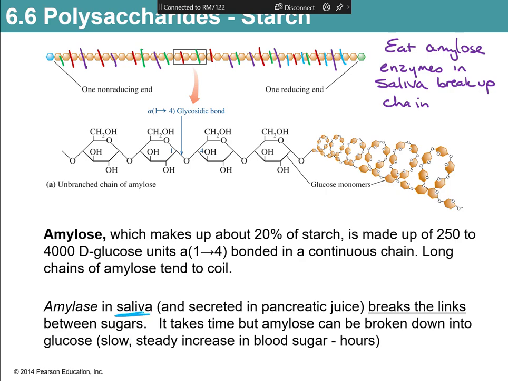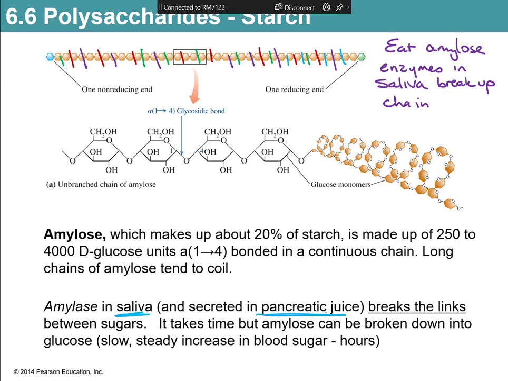So you have amylase in your saliva. You even have amylase secreted as part of your pancreatic juice. Those help to break the links between the sugars. This is going to take a while. So this is why when you eat a starchy food, it typically takes 3 to 4 hours before you begin to see a change in blood sugar.